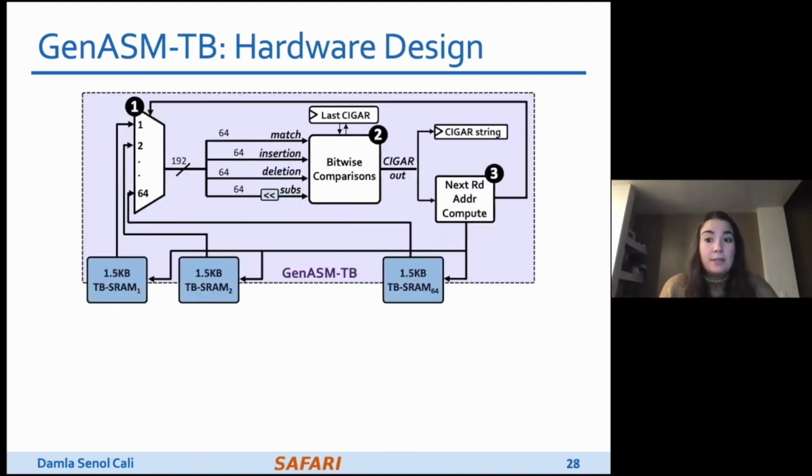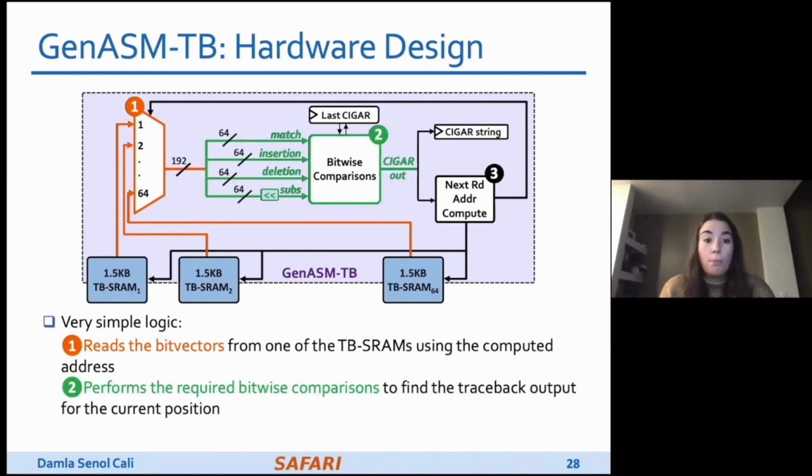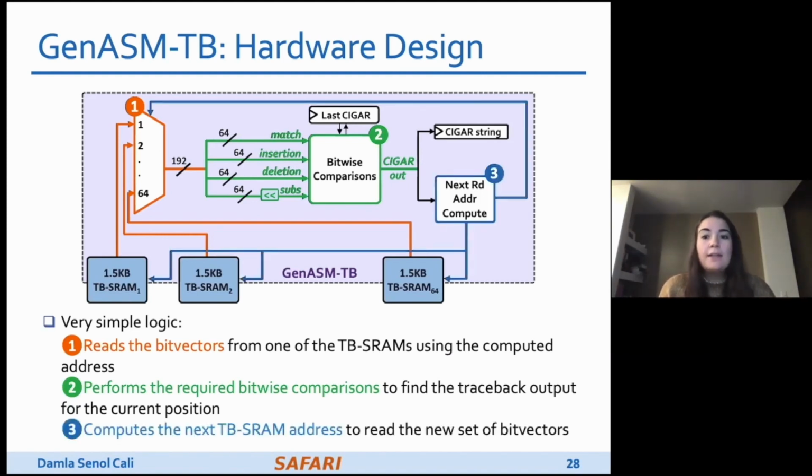And we implement GenASM-TB hardware using very simple logic again, which reads the bit vectors from one of the TB SRAMs using the computed address, and then performs the required bitwise comparisons to find the traceback output for the current position, and finally computes the next TB SRAM address to read the new set of bit vectors. After GenASM-TB finds the complete traceback output, which is also called the CIGAR string, it writes the output to main memory and completes its execution.